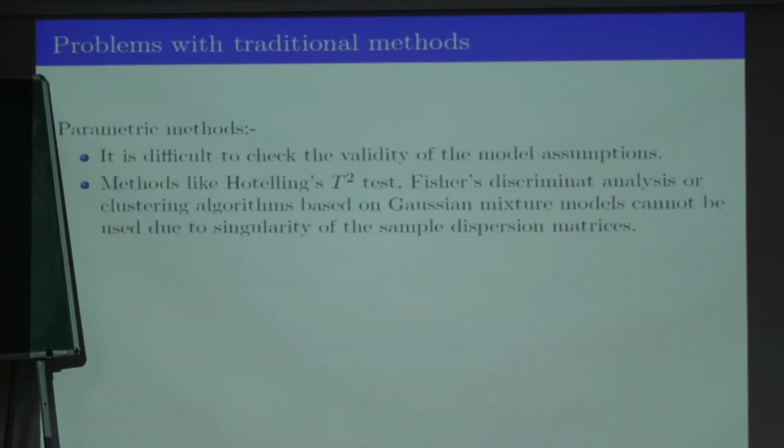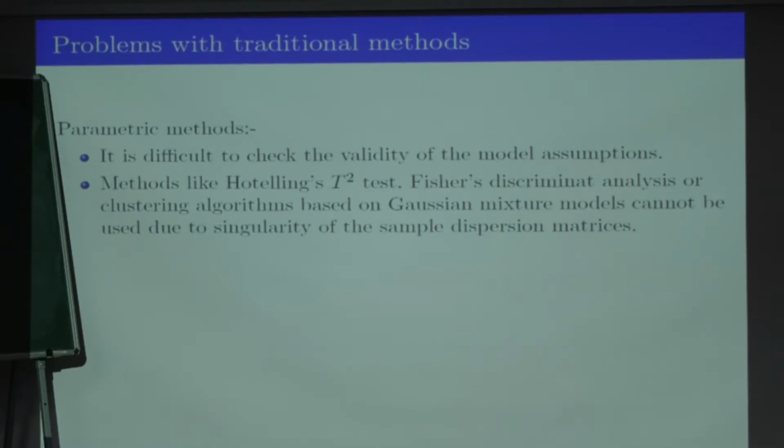So as I have mentioned, there are some problems with the traditional methods. For instance, what about parametric methods? In the case of parametric methods, what do we do? We assume some parametric model about the underlying distribution, and after that estimate the parameters. First of all, it is very difficult to judge the validity of the model assumptions in high dimension. In the parametric setup, you assume some parametric model for the underlying population, and after that you do something based on that. Basically, you estimate the parameters.